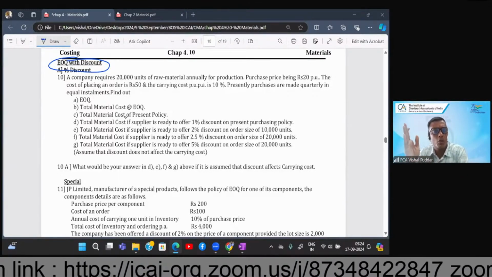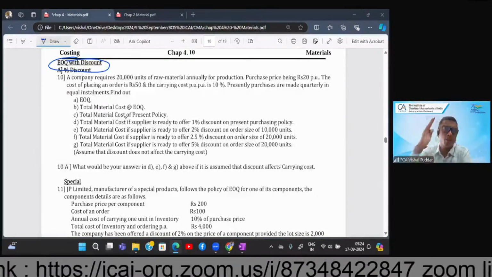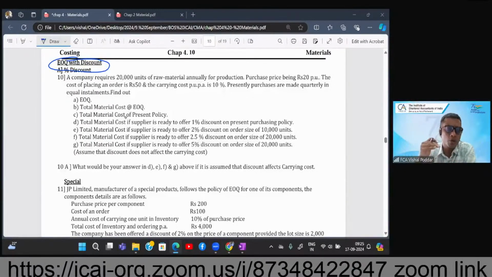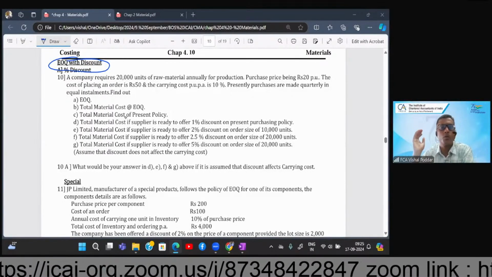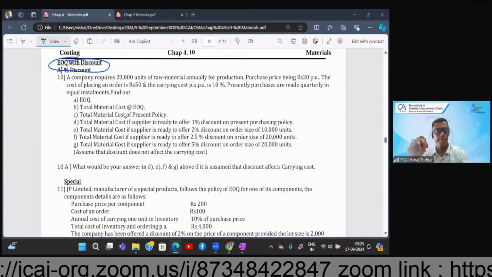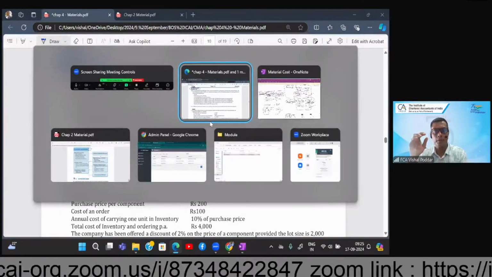And then we compare the total cost of different options. One is the EOQ total cost. One is the total cost of any other option which is given in the question. Right? Okay.